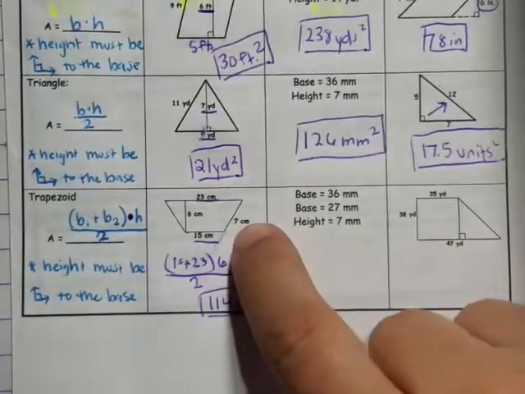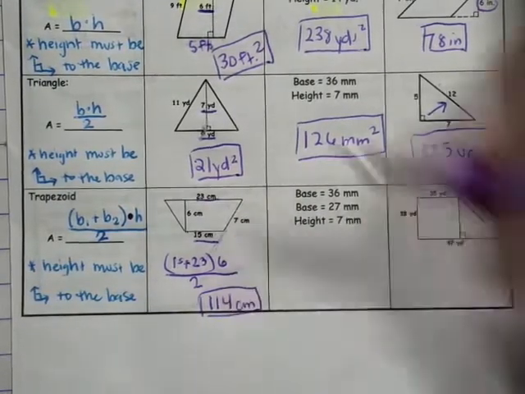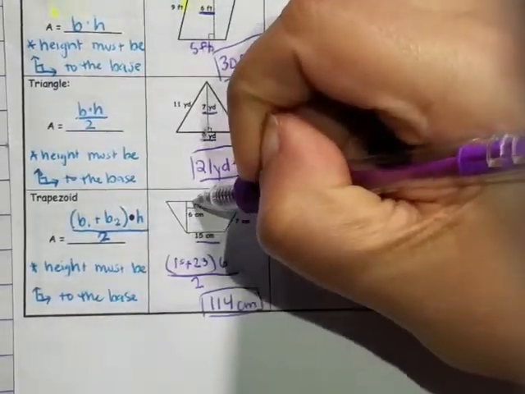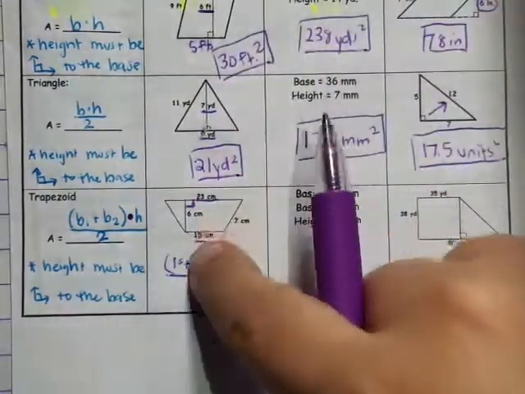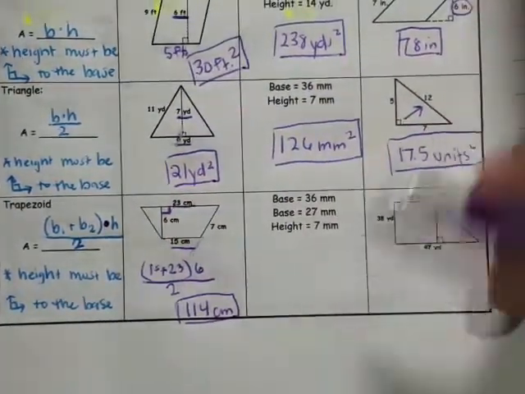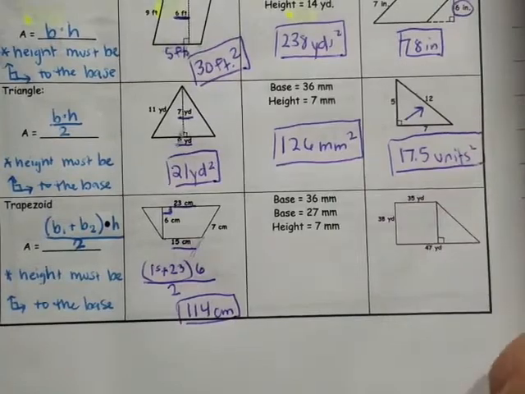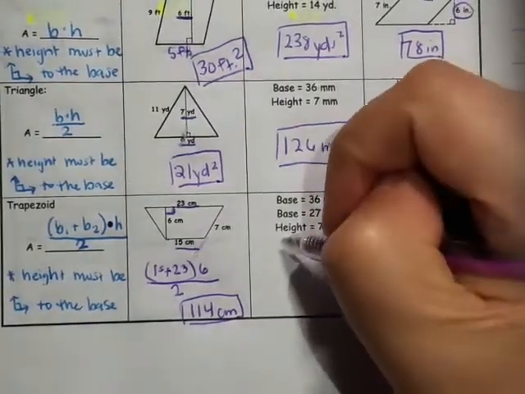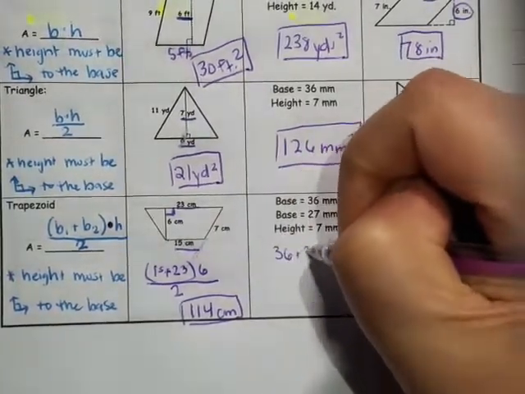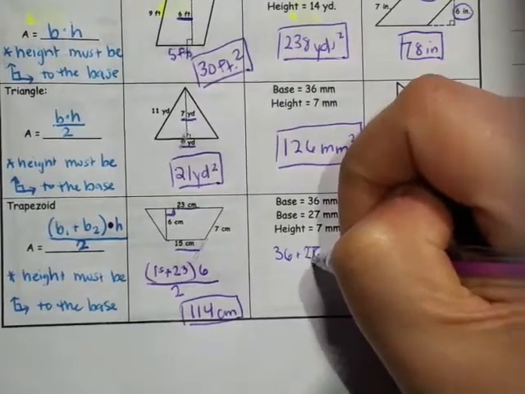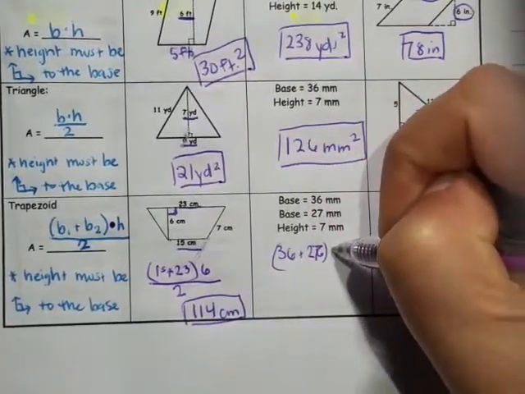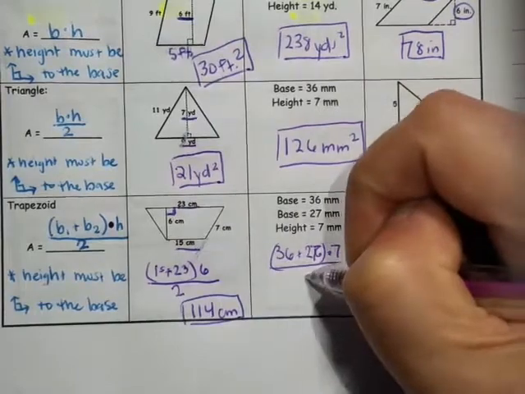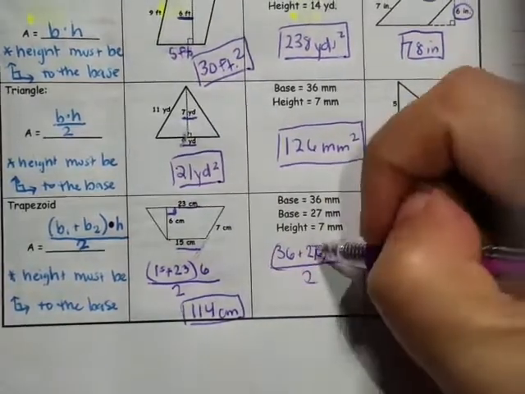So the 7 right here, that's kind of like a decoy. You didn't need to use it. And the reason why I use the 6 is because it is perpendicular to the bases. Okay? All right, so you've got base 1, base 2, and then you've got your height. So you're just going to add your base 1 and base 2, multiply by your height, and divide by 2. So again, very, very similar to the triangle.